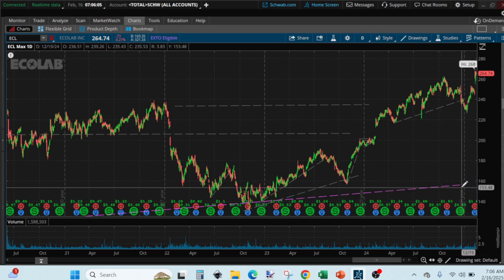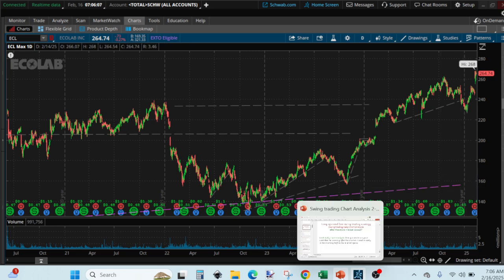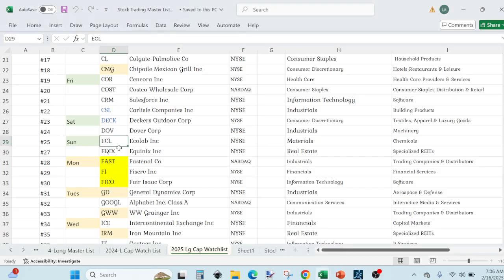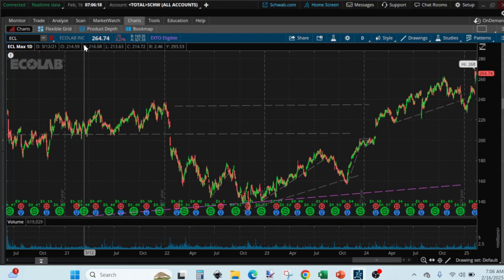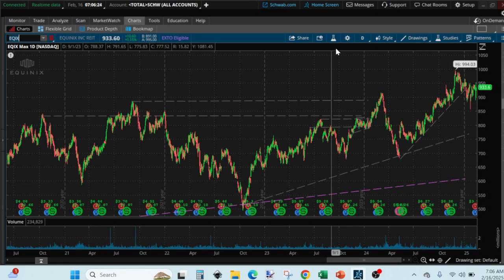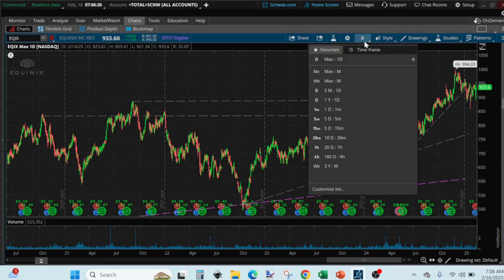So it might be a while, but we will have it on our watch list and just keep looking at it. So the next one, EQIS, and that'll be the only two we are going to analyze in this session. And we are on maximum daily chart.